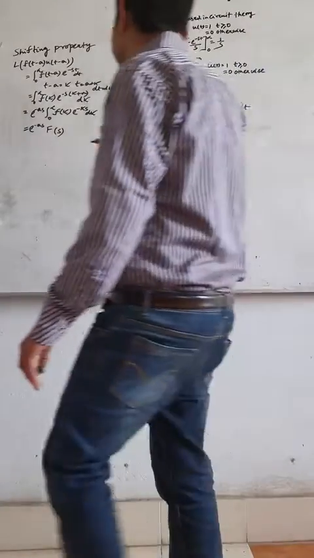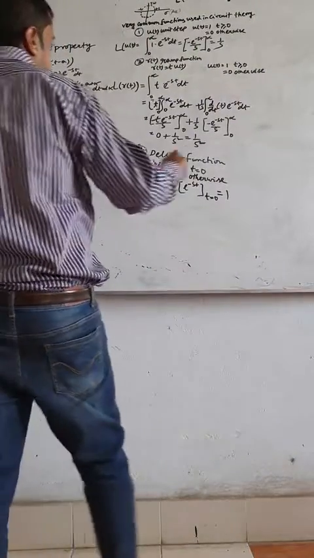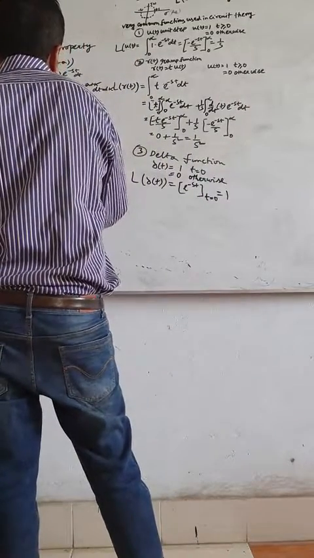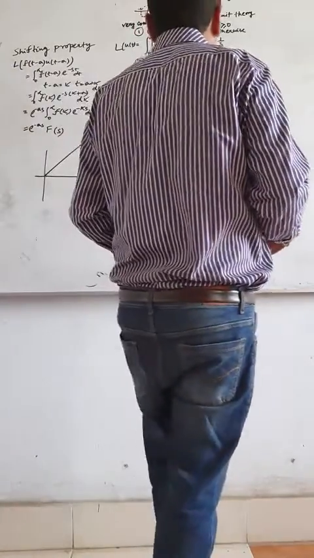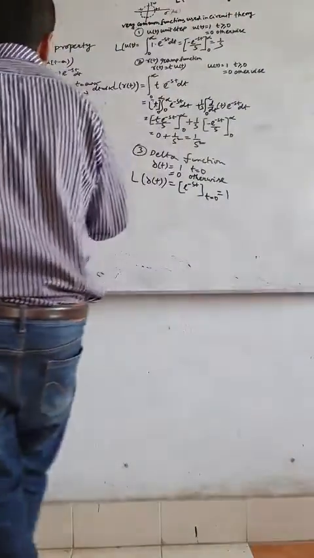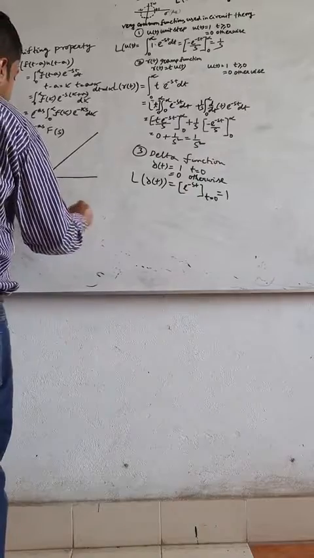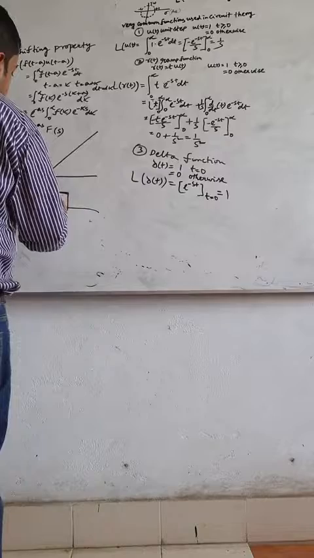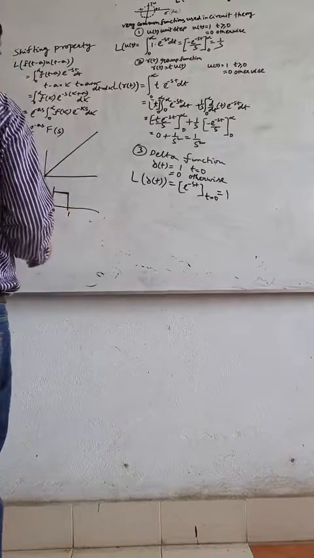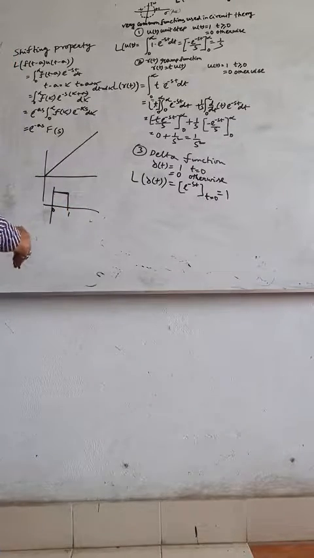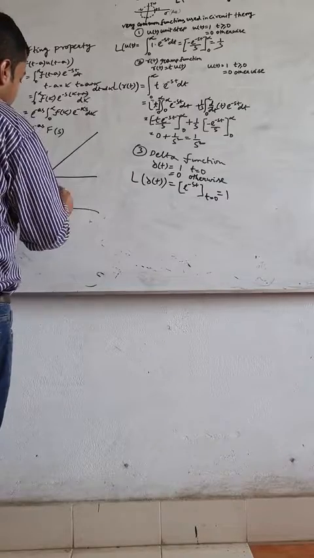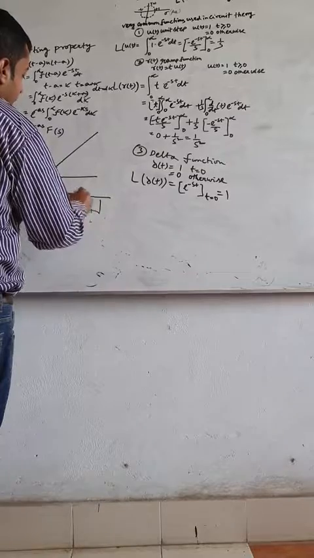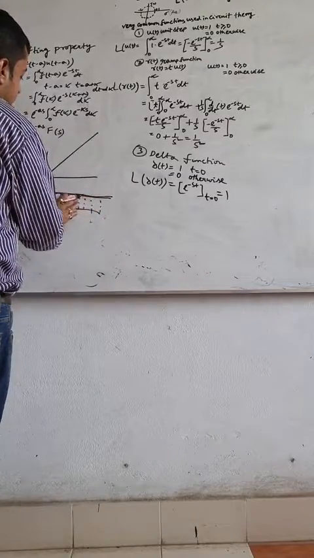The ramp function looks like this. This is a ramp, a slope, a tangential slope. And the unit step function looks like this. This is a step from 0 to 1. The unit step function looks like this. So it will go from 0 to infinity, like this.